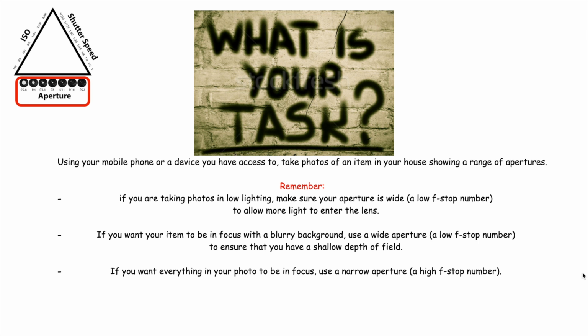And similarly, if you want everything in your photo to be in focus, you need to do the opposite of what you've just done. So if you want to be able to see everything really, really clearly, you need to use a narrow aperture, which is a high f-stop number.